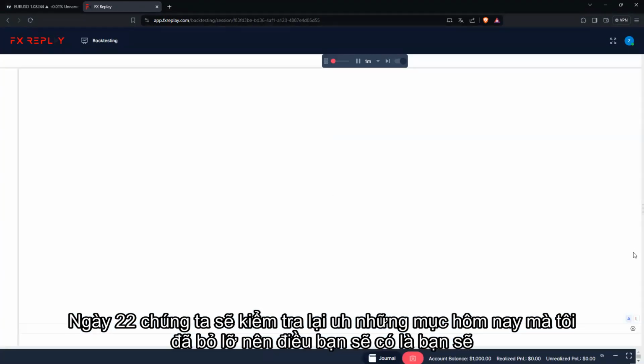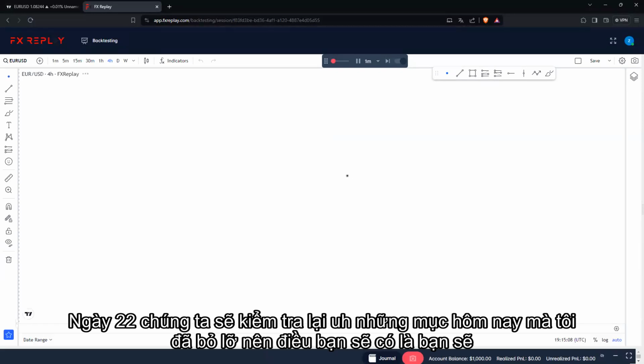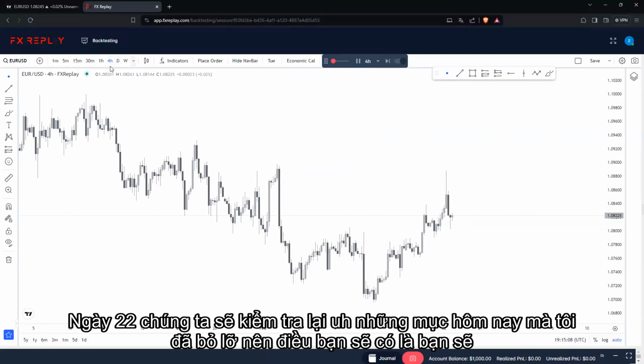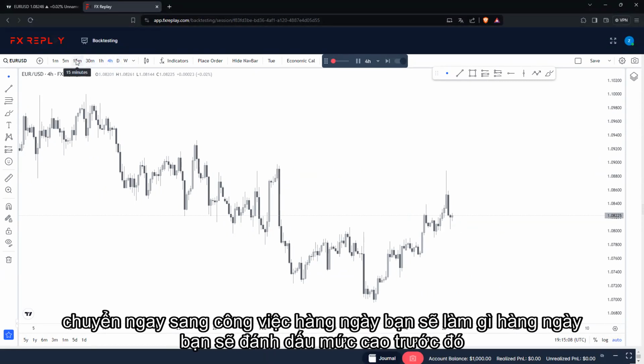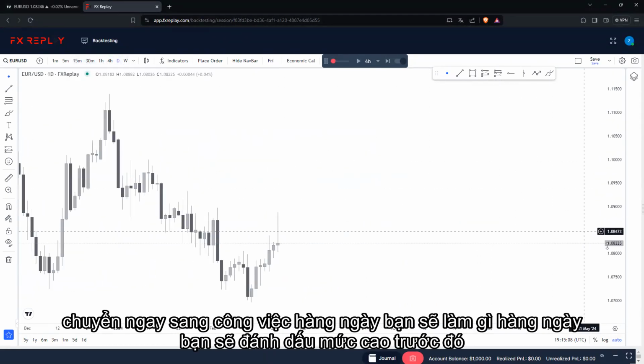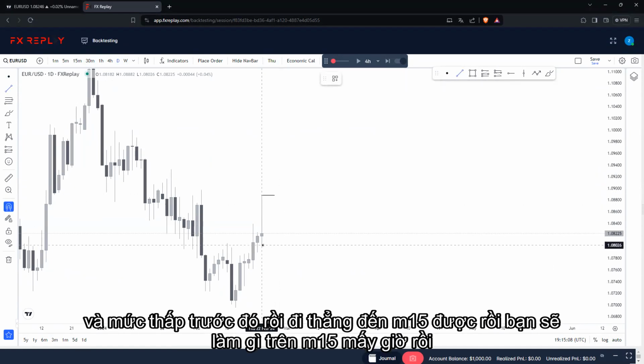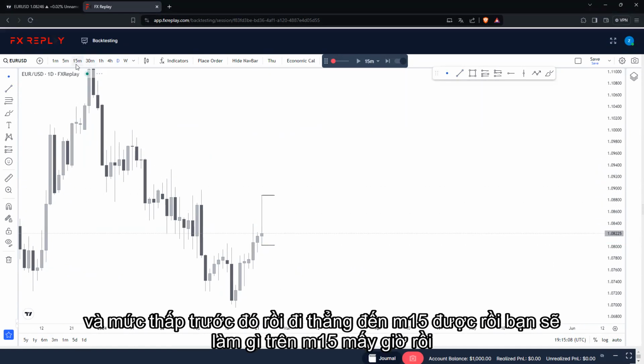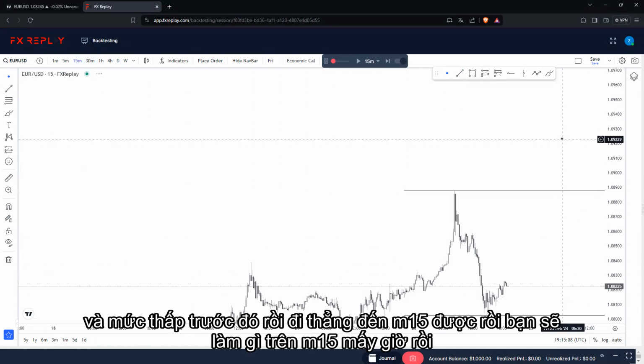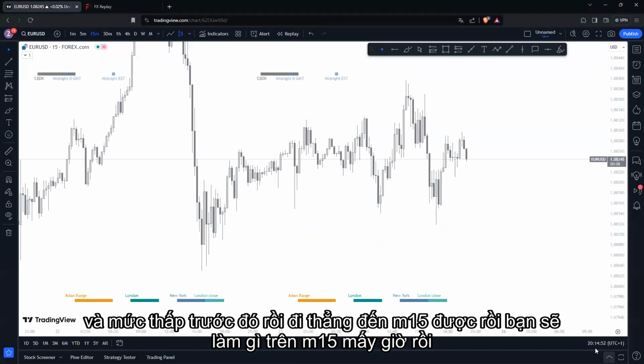We're gonna backtest today's entries that I missed. So what you're gonna do is go instantly to the daily. In the daily, you're gonna mark the previous high and the previous low, and then go directly to the M15. Okay, what time is it right here?